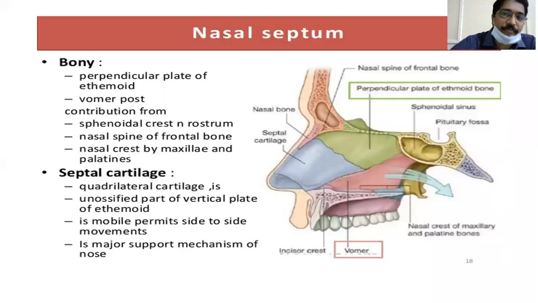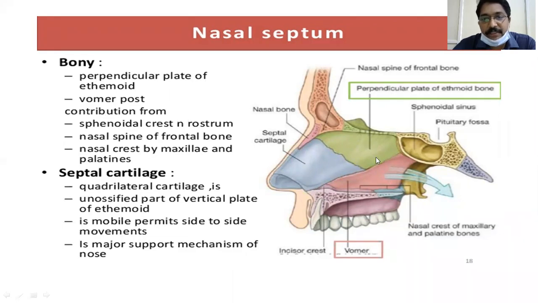Coming to the septum. In deviated nasal septum and all, again I will tell you briefly. I'll tell about the bony and cartilaginous parts of the nasal septum. The bony part is formed by the perpendicular plate of ethmoid. This is the perpendicular plate of ethmoid. This is called vomer, this is vomer posteriorly. Okay, and in the nasal septum, this is the septal cartilage. This is the septal quadrangular cartilage. This is the perpendicular plate of ethmoid, and this is vomer.